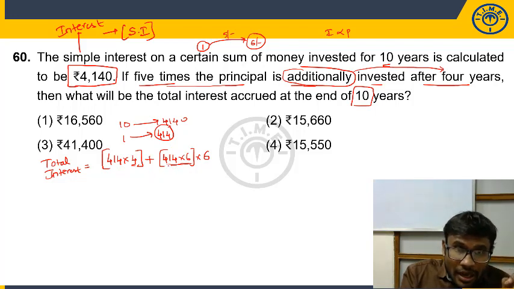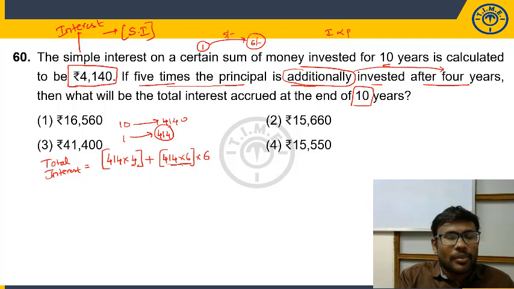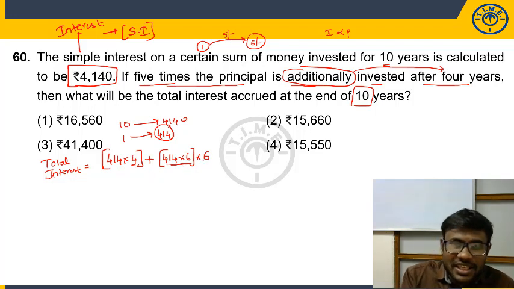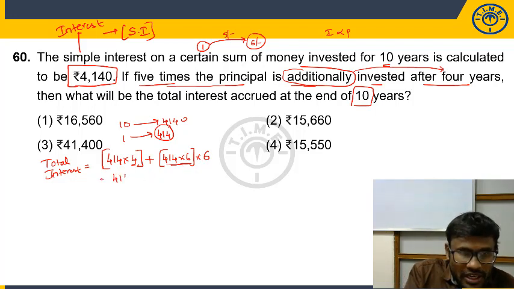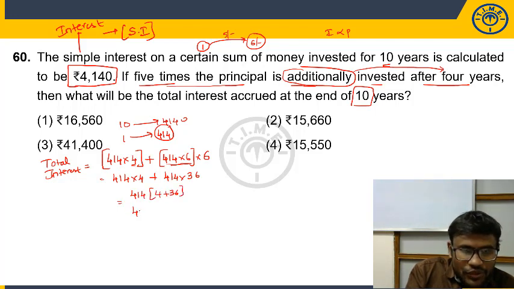Okay. And we still have 6 years of time. Why? Because already 4 years is done. We still have 6 years of time. So it is 414 into 4 plus 414 into 36. If you take 414 common, 4 plus 36, so it is 414 into 40.